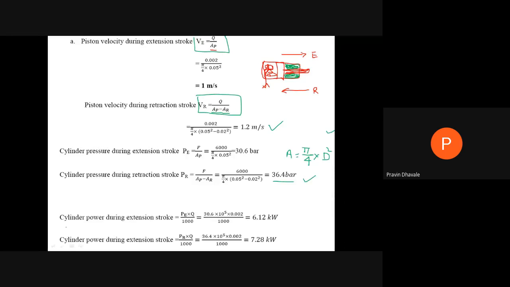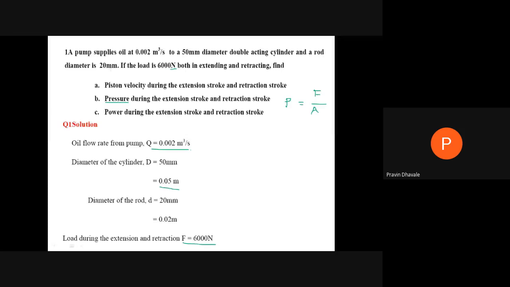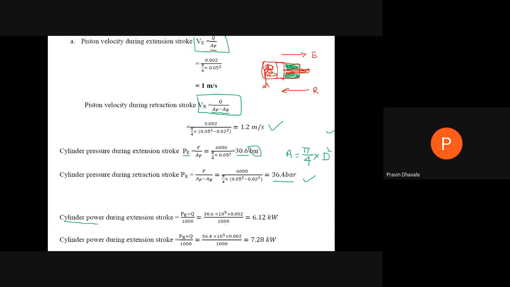Is it clear? Okay. Now the next part, the cylinder power, which is calculated by the formula pressure into discharge divided by 1000. You calculated that the cylinder pressure for extension is 30.6. Its unit is bar. We convert it into Pascal, that is 10 raised to 5. And Q is the discharge, its value is 0.002 meter cube per second, divided by 1000. When you simplify, you get the power in kilowatts, because we are dividing by 1000. So you get the power as 6.12 kilowatt during the extension stroke by using this formula.